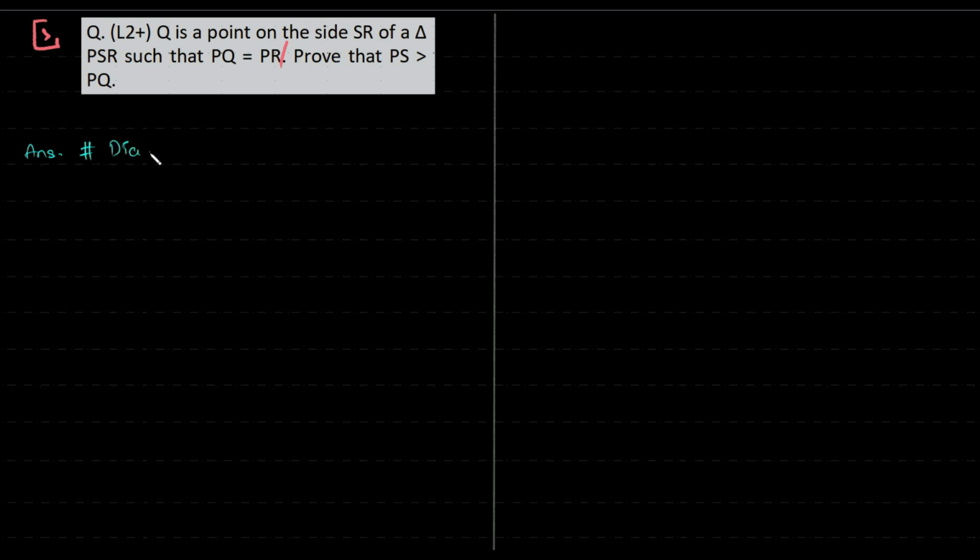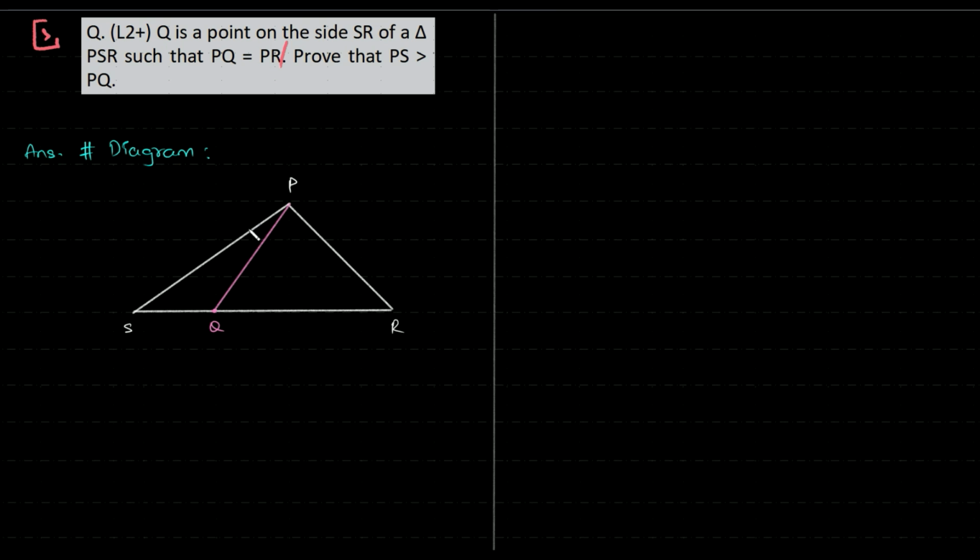Very first thing is we'll draw a diagram. So we have PSR, if I'm right. Is it an equilateral triangle? No. Isosceles? No. So I'm drawing a random thing. So this is PSR. Okay, so we have PQ. Where is Q? By the way, Q is a point on SR, which is equal to PR. Okay, guys, I think I got the diagram. I think this would be your diagram.